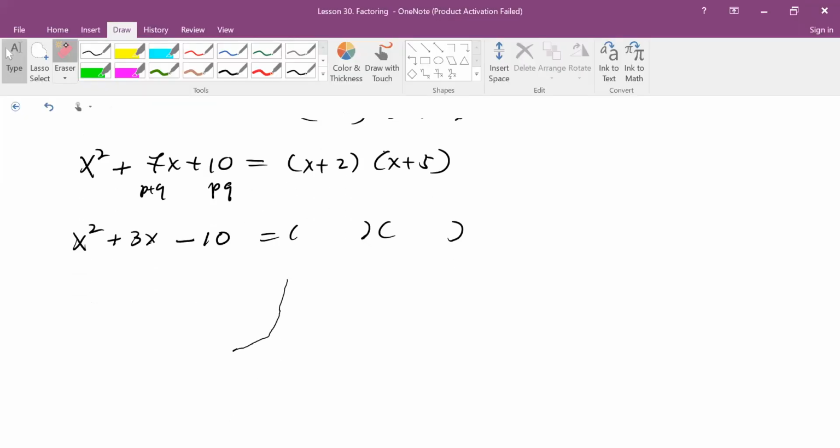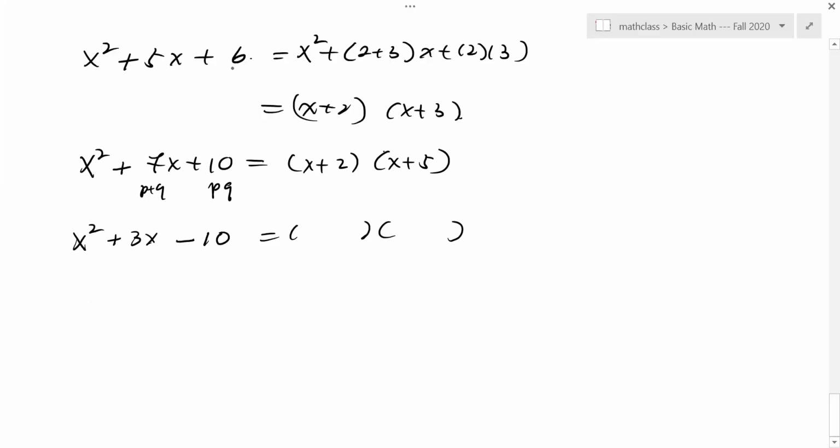Can you figure out these two numbers? See, here's a negative sign, right? So be careful. This is the sum, and this will be the product. The product should be negative 10. So the sum should be 3. I think this is going to be negative 2 times 5. That'd be negative 2 plus 5, right? So p is negative 2, q is positive 5. And you double check.